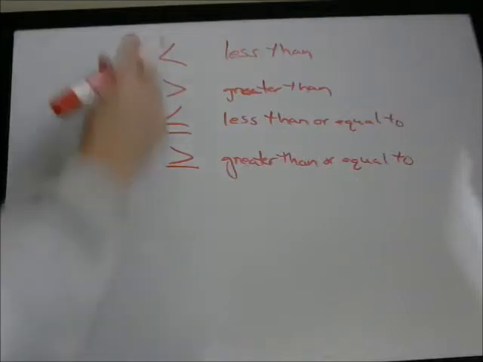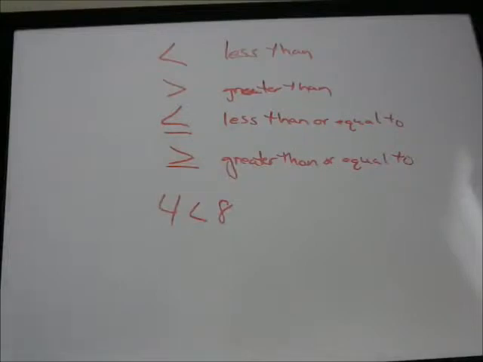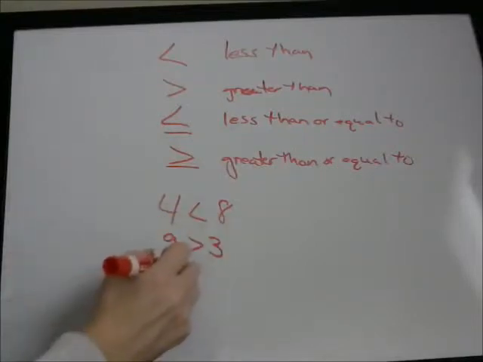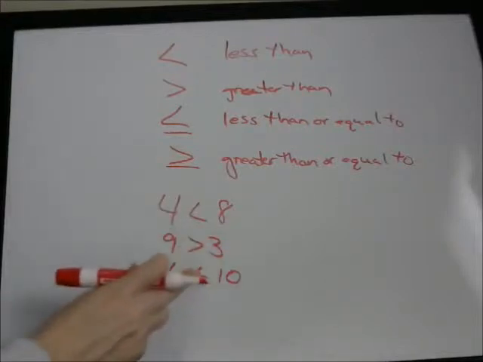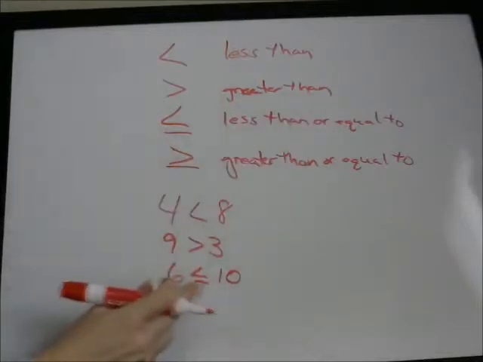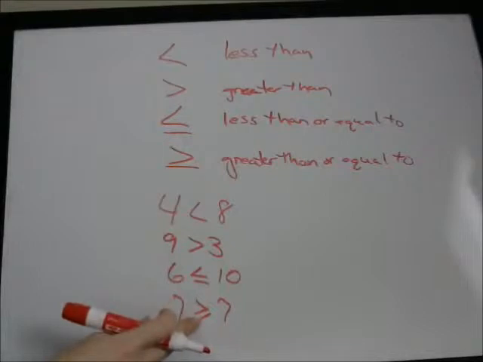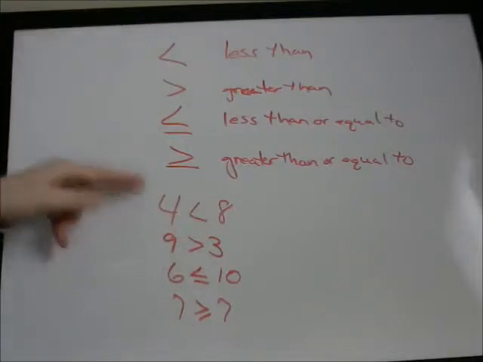For example, we would use this symbol in something that says 4 is less than 8. 9 is greater than 3. 6 is less than or equal to 10, because it is less than, and this is an or, so it's less than or equal to. We can say 7 is greater than or equal to 7, because again, it's either greater than or equal to. So all of these are true statements. This is how you use these symbols.